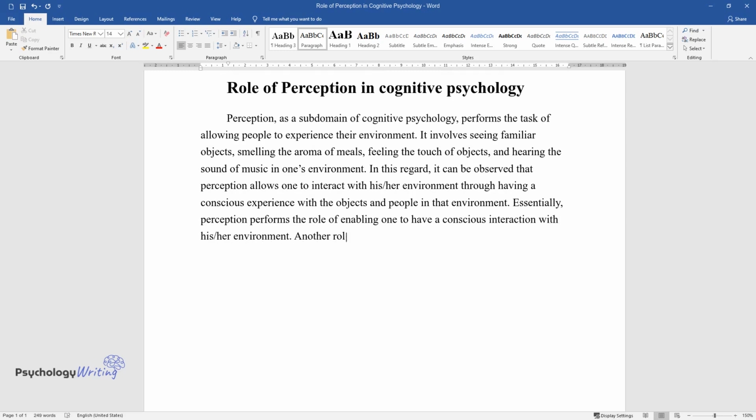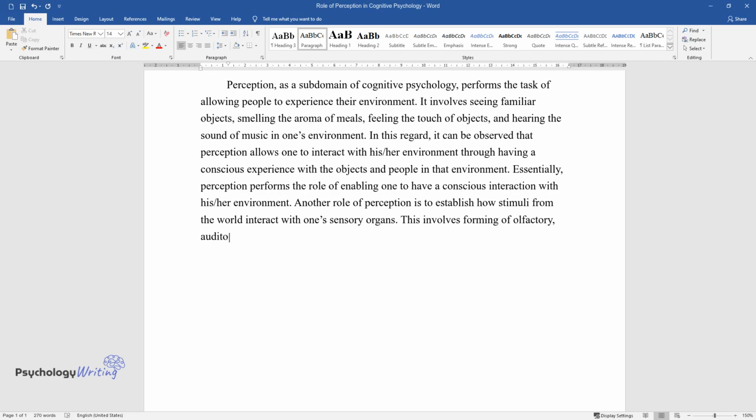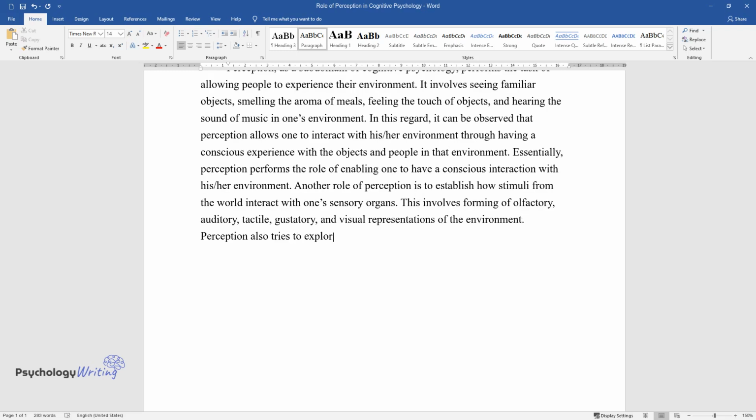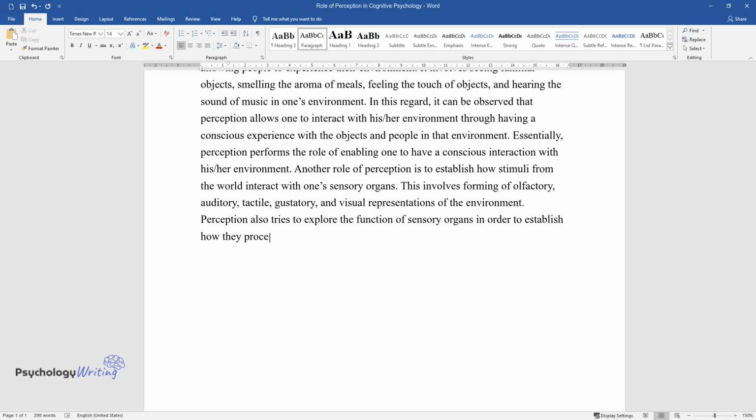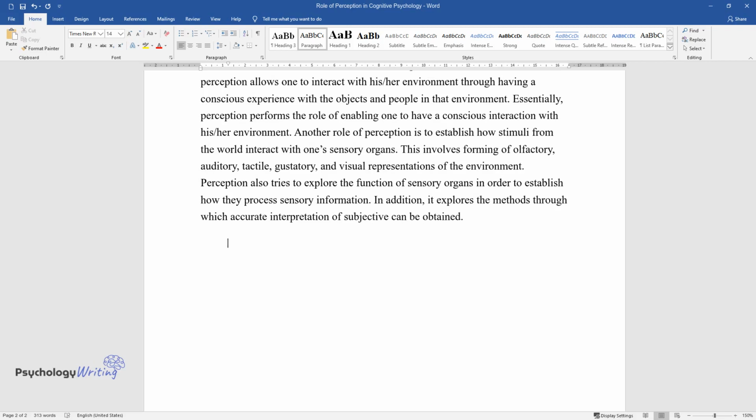Another role of perception is to establish how stimuli from the world interact with one's sensory organs. This involves forming olfactory, auditory, tactile, gustatory, and visual representations of the environment. Perception also tries to explore the function of sensory organs in order to establish how they process sensory information. In addition, it explores the methods through which accurate interpretation of subjective information can be obtained.